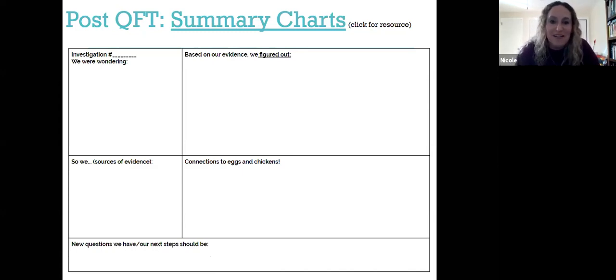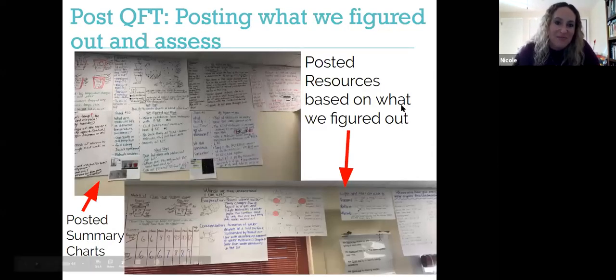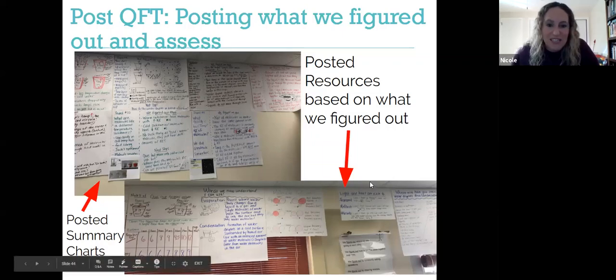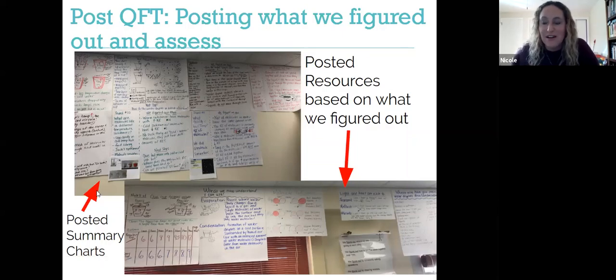So it's pretty important, and I can show you right here some summary charts I posted in the classroom. This was the cup phenomena, but you can see how we are always posting our learning, revisiting our QFT questions. What did we figure out? What did we not figure out? We can also see down here, I do post resources. I let them use them during assessments, because my assessments are usually related phenomena, but they can use these to transfer over. So being able to revisit those QFT questions, what did we figure out, how did we figure this out, and what else do we want to know, is another important step to keep doing after the QFT process.